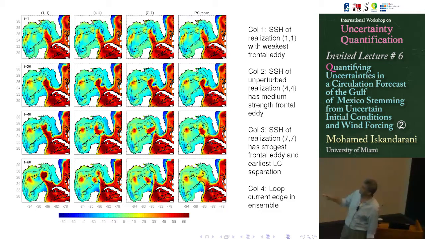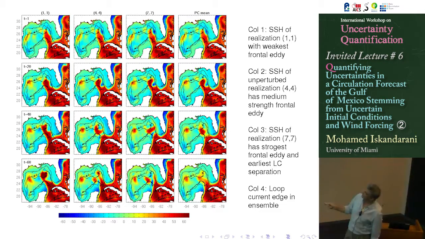And the middle is the unperturbed run. Okay? This is the most negative perturbation, lower left corner, the most positive perturbation, the upper right corner, and this is the polynomial chaos mean. Okay? And so at the first day, the ocean state hasn't really moved that much, so you're really looking at the initial perturbations. And if you look at the unperturbed state, here's your frontal eddy, here's your extended loop current.